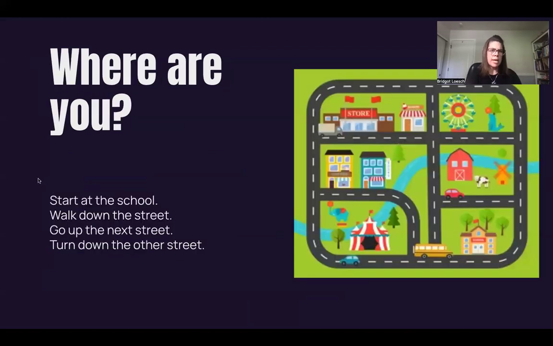So before we really dive into things today, we are going to take a little journey. We will use this map to get us from point A to point B. So here we go. Follow these directions. Start at the school, walk down the street, go up the next street, then turn down the other street.